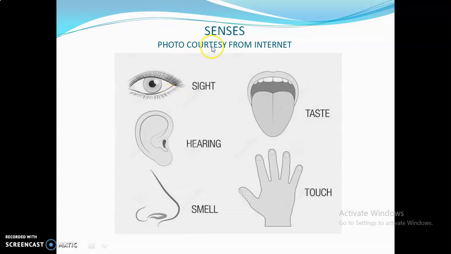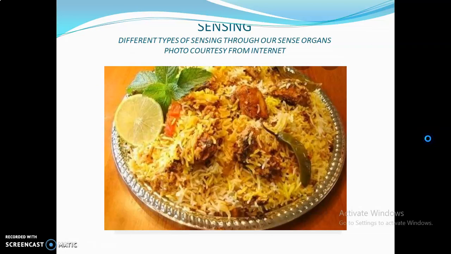Now you see sensing. Here I have given the senses, the human sense organs. Senses means the sense organs, these 5 sense organs that human beings have. Why have I given this? Because the word sensing is actually a very simple thing. But when we say remote and sensing collectively, then most of the students think that it's a very difficult part.